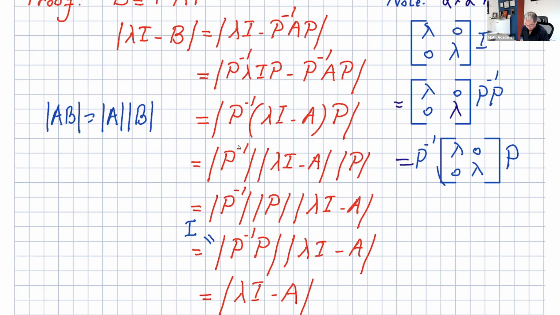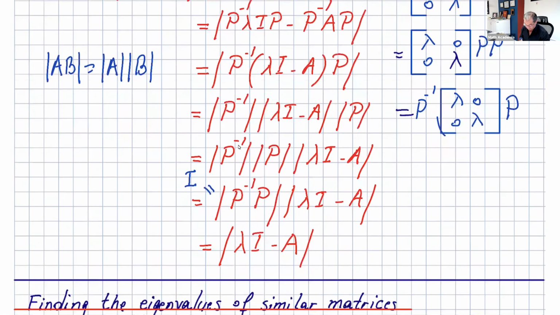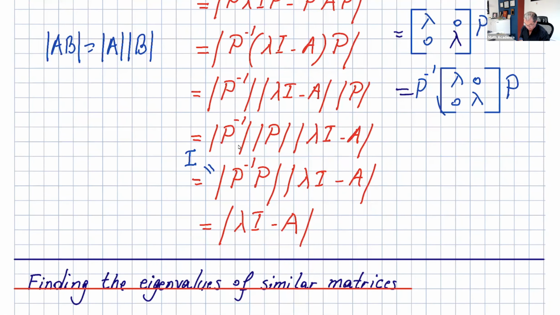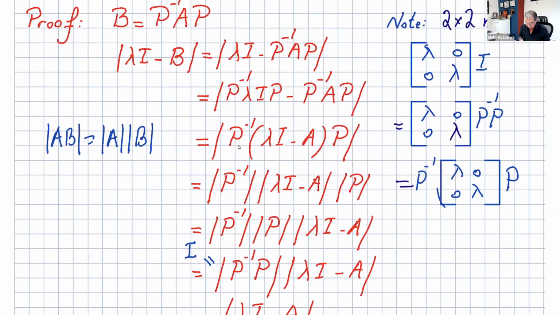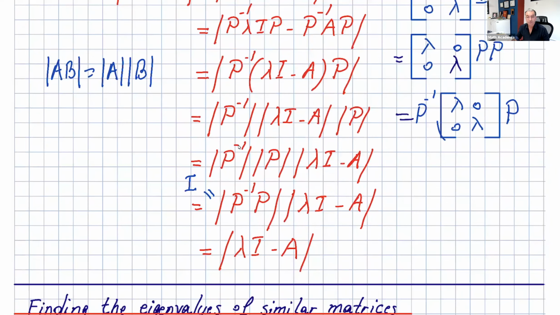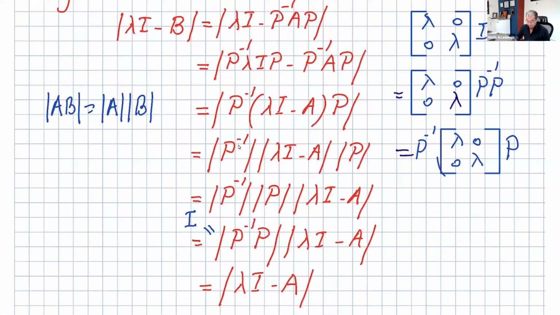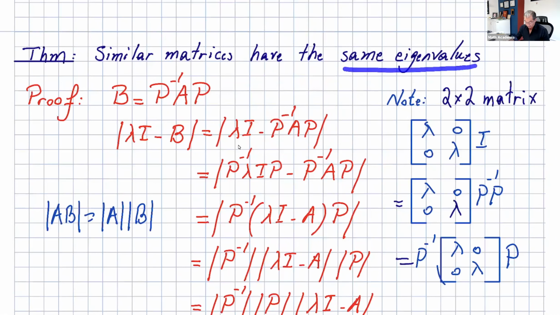But we notice P inverse times P is just I, and the determinant of I is just 1. Let me repeat that: the determinant of I is just 1. So what's left is the determinant of lambda I minus A. Let's notice something: we started with lambda I minus B and we ended with lambda I minus A, and they are equal to each other. So they are going to have the same roots, the same solutions. Therefore, similar matrices have the same eigenvalues.